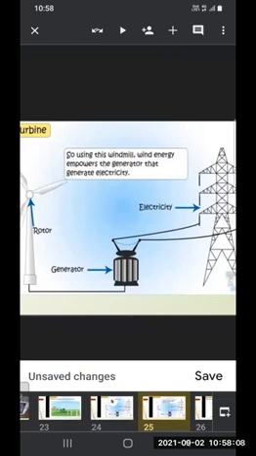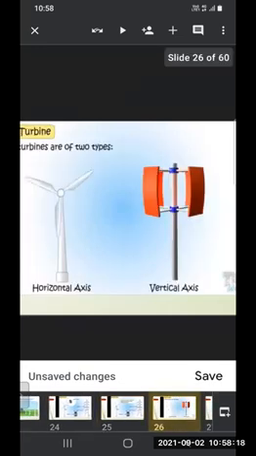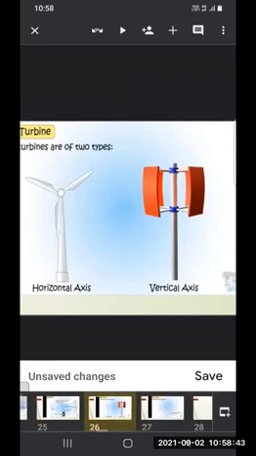So using this windmill, wind energy empowers the generator that generates electricity. Now here the turbines are of two types in the wind energy. Which are the two types? This is horizontal axis and vertical axis. Okay. Wind energy में two types के turbines हैं. First is horizontal axis and second is vertical axis.